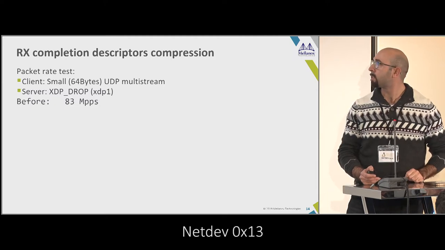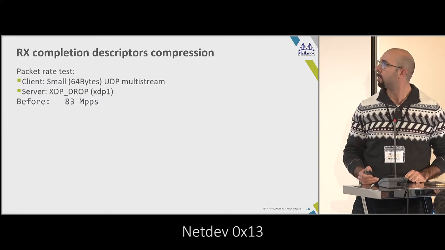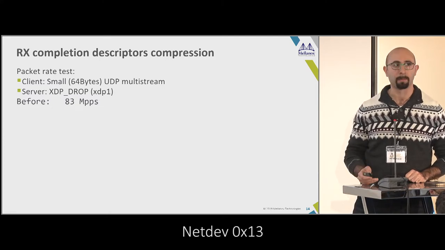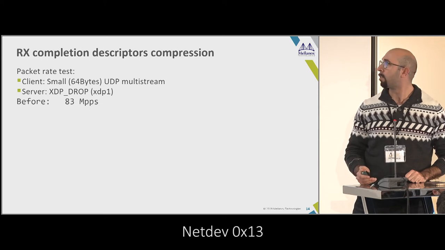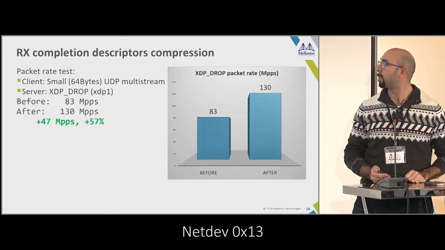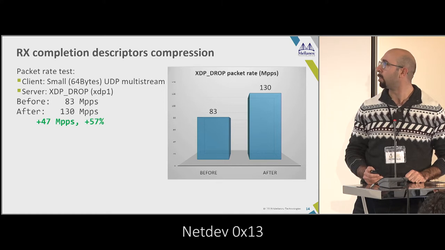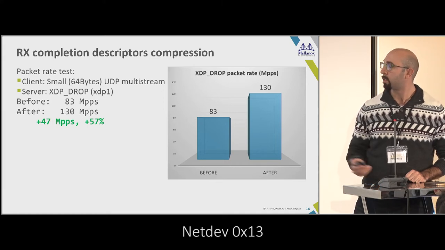Okay, so some numbers. Packet rate test of small packets with the server doing XDP drop, just with the XDP1 sample. Before that, we had 83 million packets per second. And with this feature, we are able to reach 130 million packets per second. It's more than 50% more.